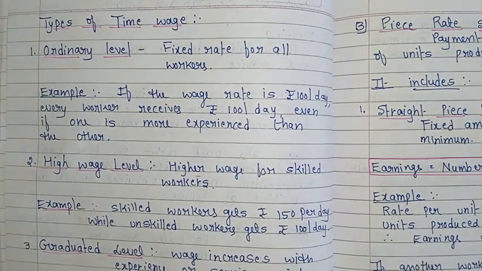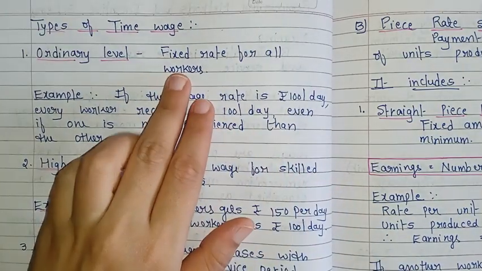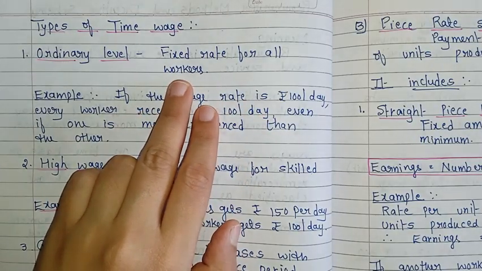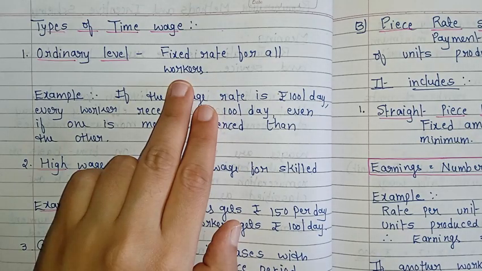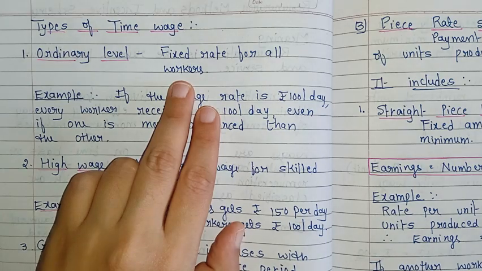Clear? So in that, the first one is ordinary level. Ordinary level, it means what? Fixed rate for all workers. Means in this system all workers are paid the same fixed rate regardless of their skills or experience. Even if the employee is skilled or experienced, in the ordinary level workers are paid the same fixed rate.